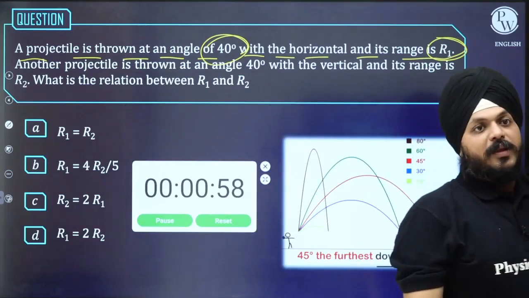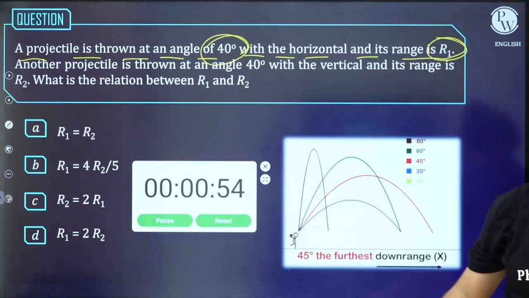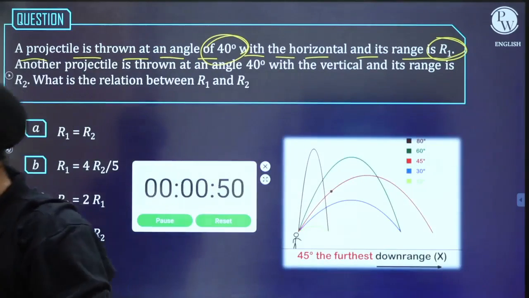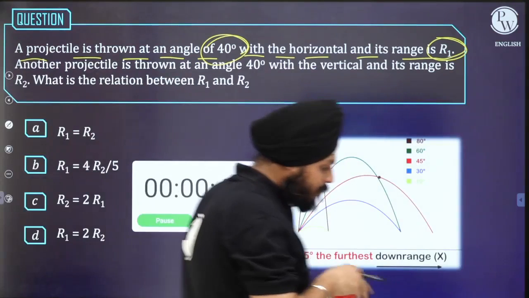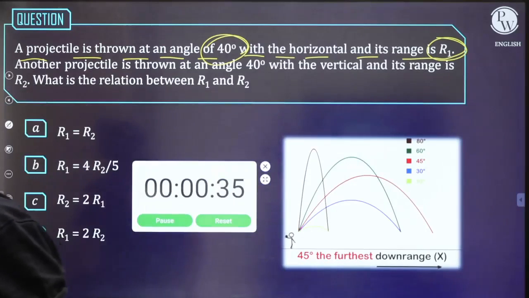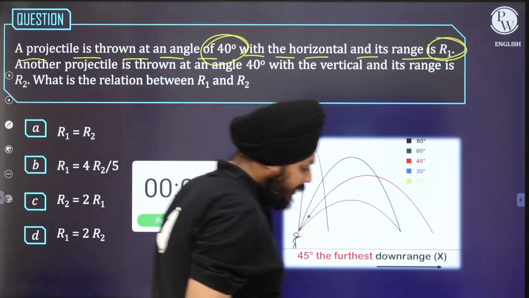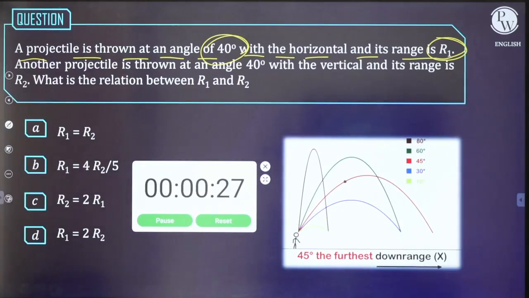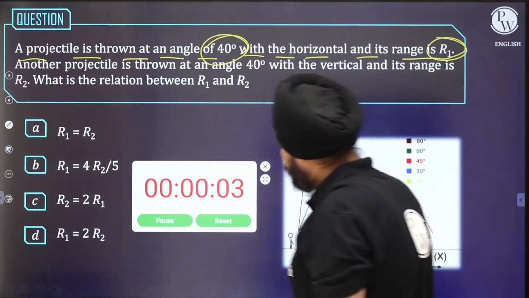Let's start. 50 seconds appear in front of you, those who are live. Okay, come on everyone, less than half time is remaining. Okay, less than 5, 4, 3, 2, 1.